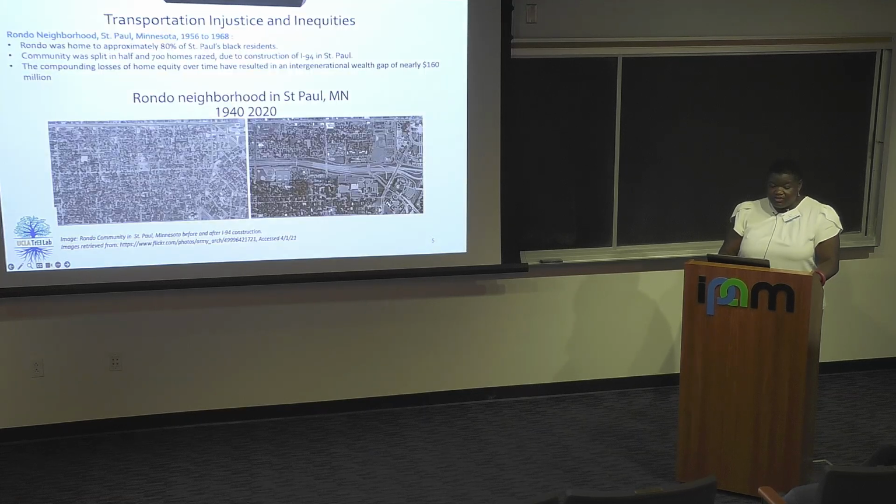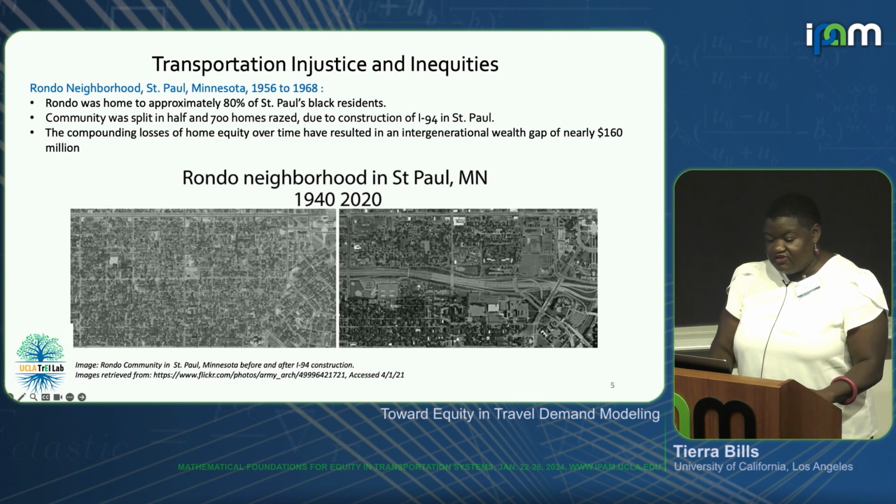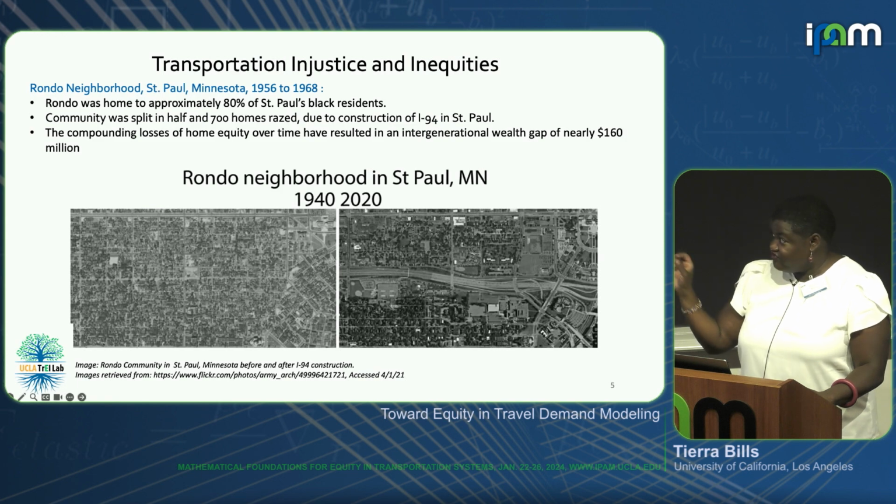Here's another example of the community of Rondo in St. Paul. So similar to Black Bottom, the community of Rondo was essentially sliced in half in order to make way for this stretch of I-94. And the reason why I highlight this example in particular is because it's one of the ones where there's still active projects going on to reconnect this community and address what was a past harm.